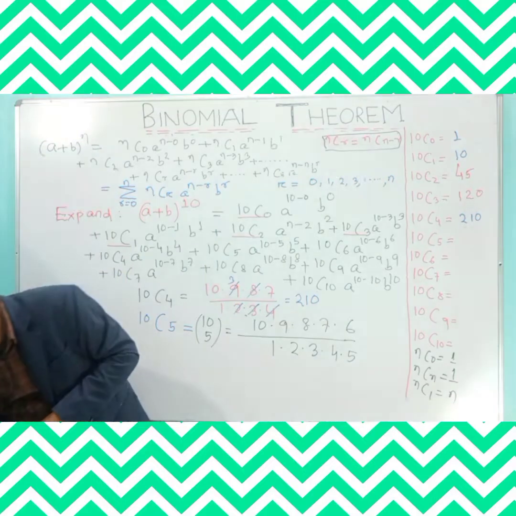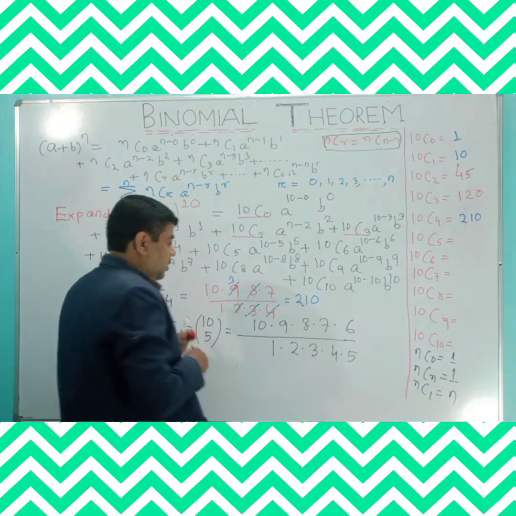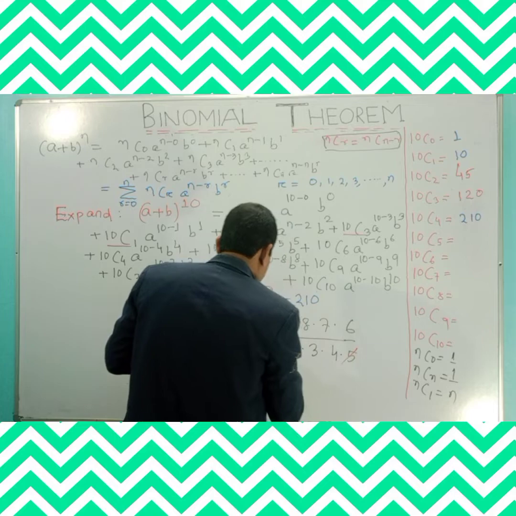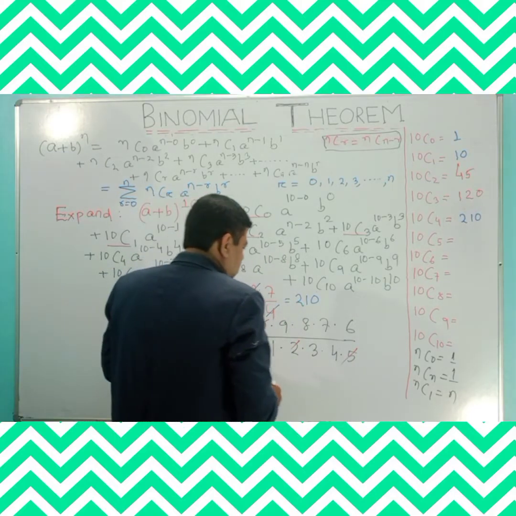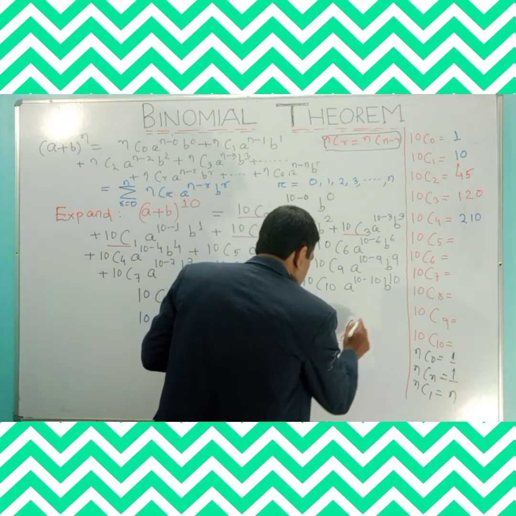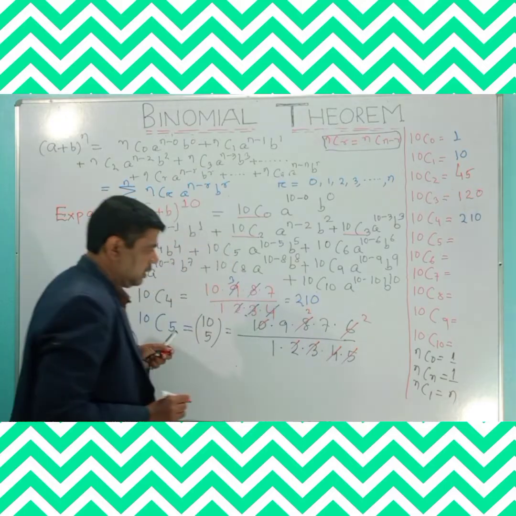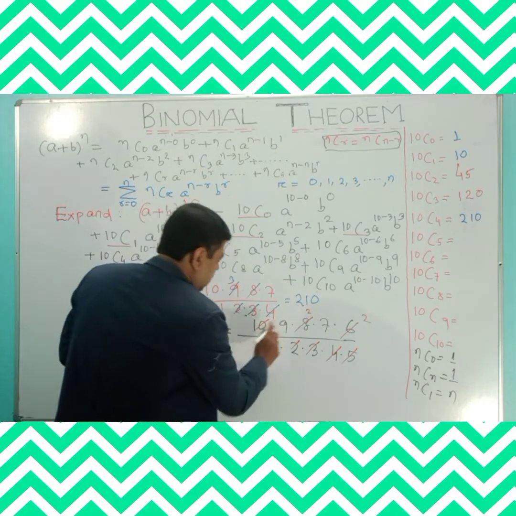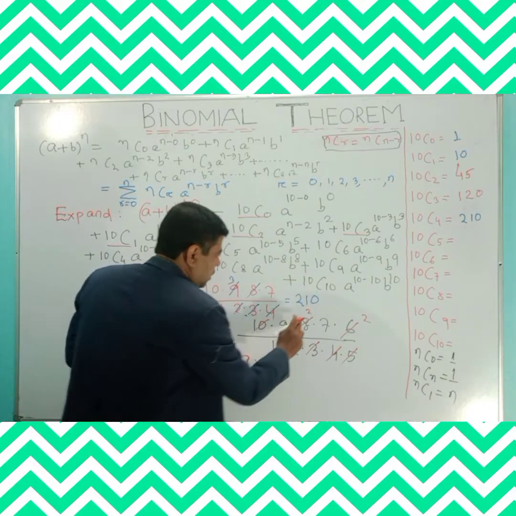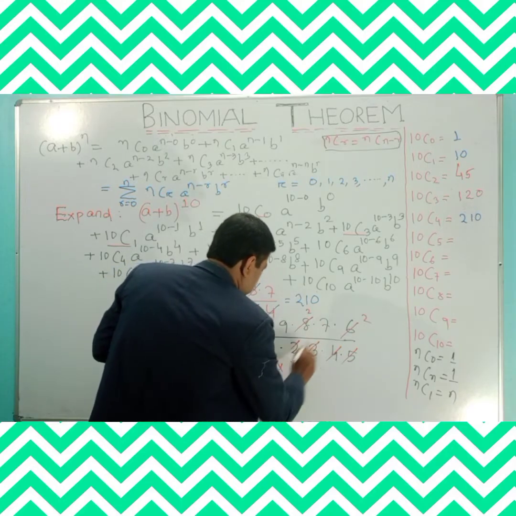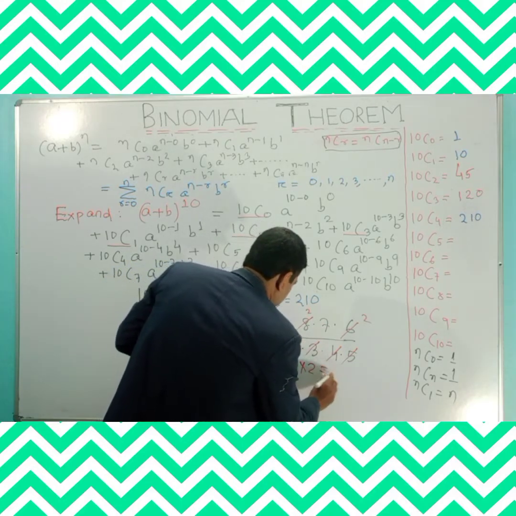Look at how to cancel this one, students. First of all, you see here 5 times 2 is 10, cancel. Here 3 times 3 is 9, cancel. Here 4 times 2 is 8. Is it clear? Then after that here is 9, here is 2, here is 7, here is 2, and you multiply.